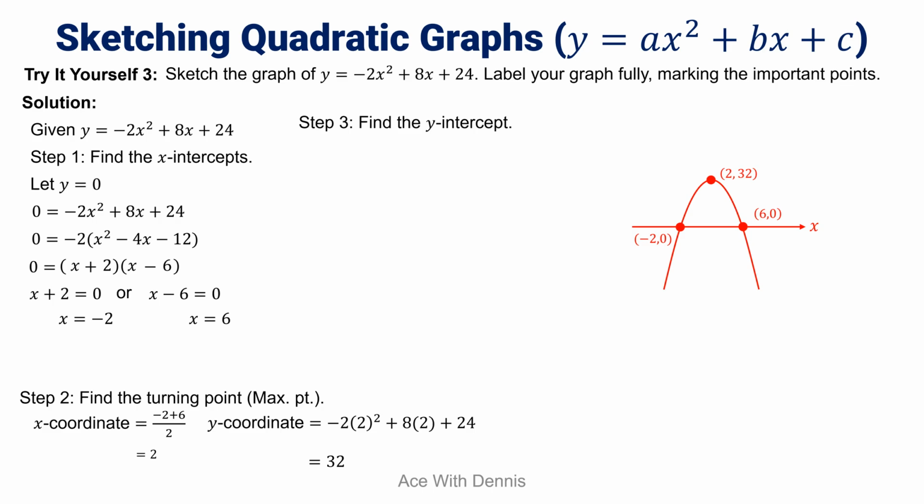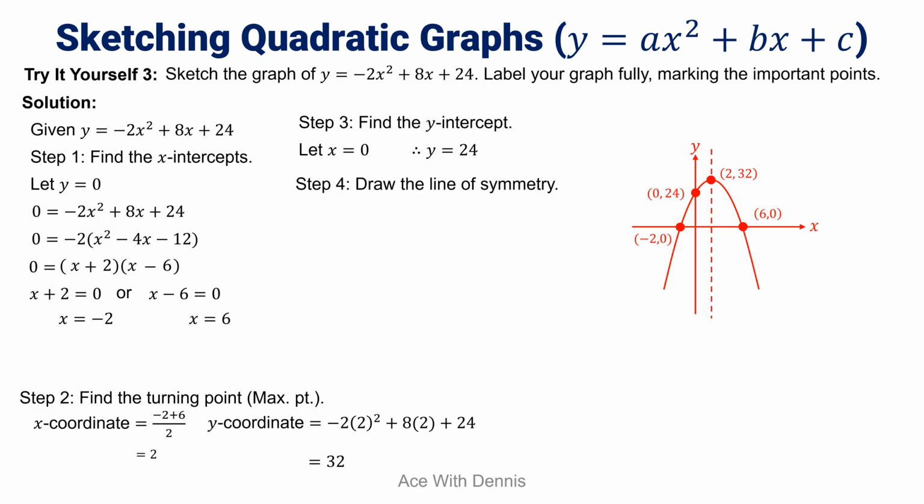Next, step number 3. Find the y-intercept. To find the y-intercept, we let x equal to 0, hence y equals 24. So now we know the value of the y-intercept. I can draw the y-axis, which is at this location, and this value will be 0, 24. Next, step number 4, draw the line of symmetry. This dotted line will be the line of symmetry with the equation of x equals 2. Step number 5, label the graph. So this graph is y equals negative 2x squared plus 8x plus 24.